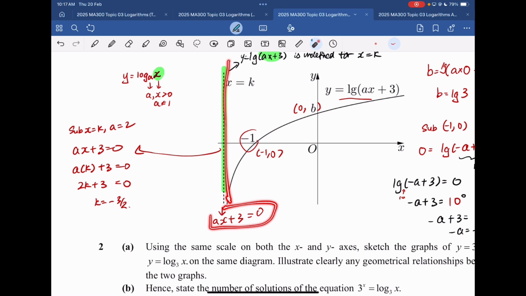It will never be on the left hand side. That's how I see it. Okay, I don't know if it's the best way to explain, but I think that's how you can see.